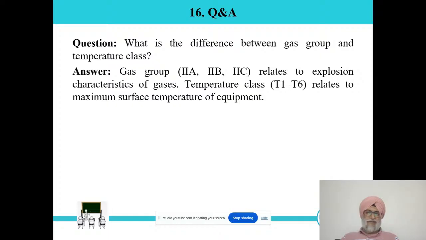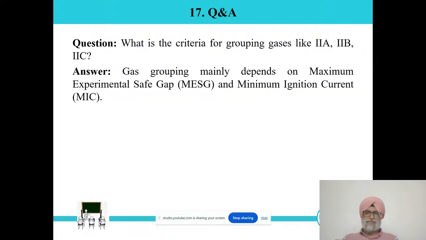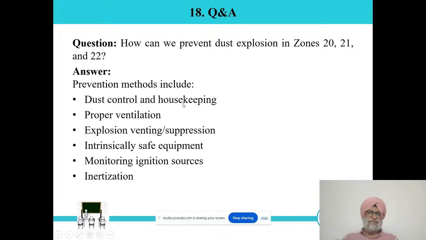Question 16. What is the difference between gas group and temperature class? Gas groups are based on the properties of the gas, that is IIA, IIB, IIC, and relate to the explosion characteristics of the gases, whereas temperature class relates to the maximum surface temperature of the equipment. Again, we select as discussed in the previous question. Question 17. What is the criteria for grouping gases like IIA, IIB, IIC? Gas grouping mainly depends on the maximum experimental safe gap, MESG, and minimum igniting current, MIC. That is already discussed.